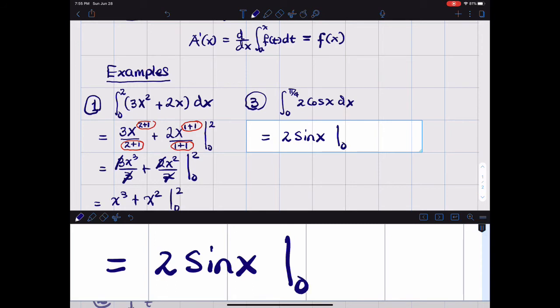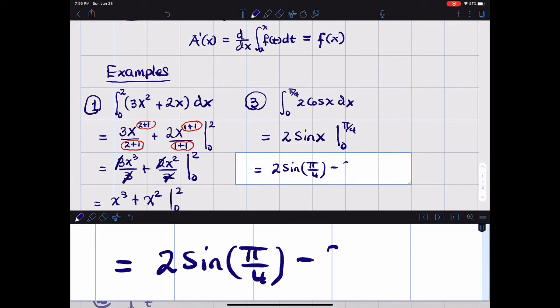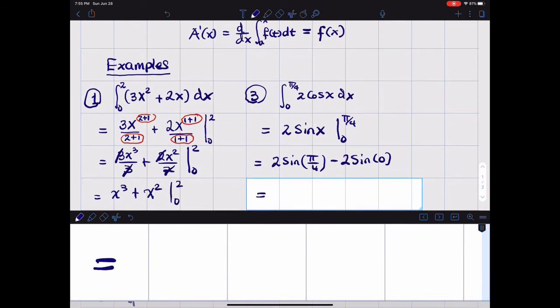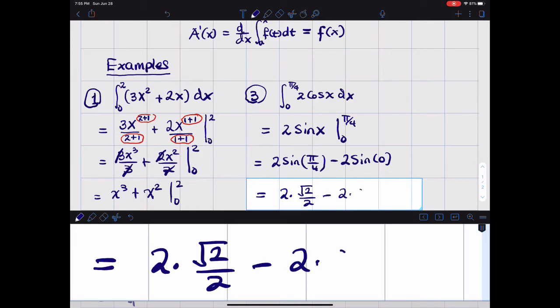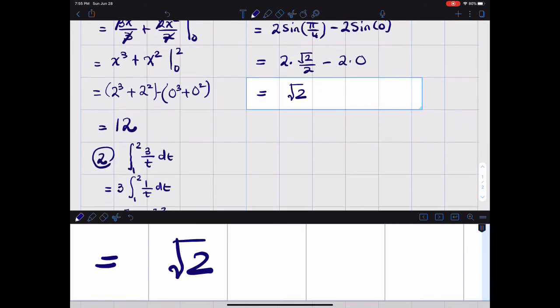So you plug in 0 and you plug in pi over 4. We're left with 2 sine of pi over 4 minus 2 sine of 0. So this is 2 times sine of pi over 4, which is root 2 over 2, minus 2 sine of 0, which is 0. So this is just square root of 2.